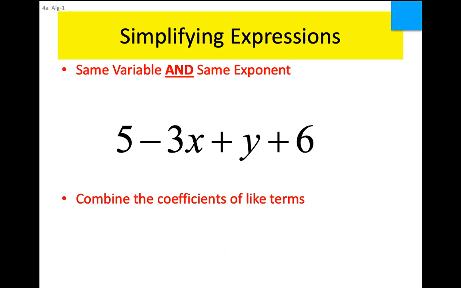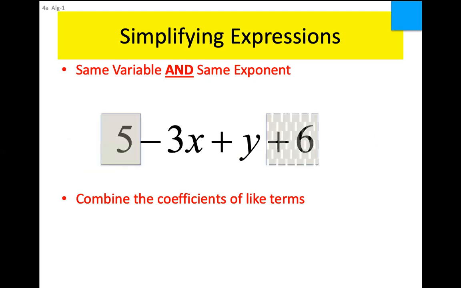All right, here we go. Now I'm going to put another one down here. Does 5 have any friends? 6. We can always combine the constants. So what's 5 plus 6? Well, that was easy. Does -3x have any friends? Does y have any friends? So what's the answer? 11.